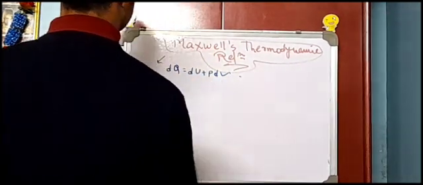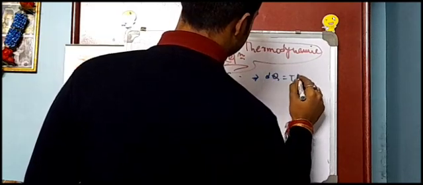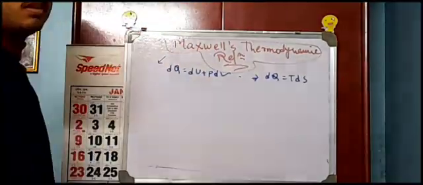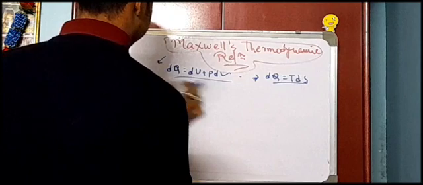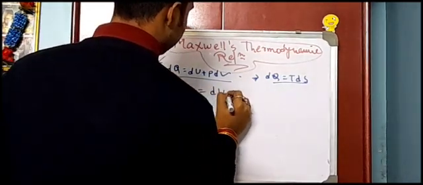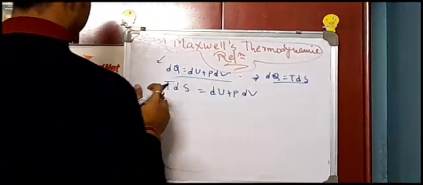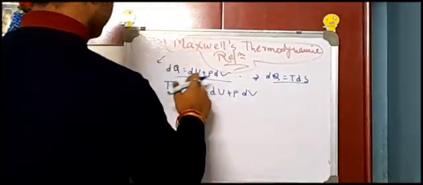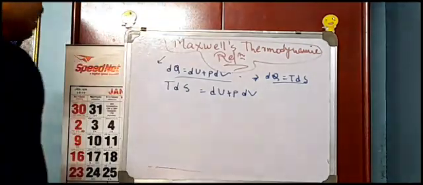How can we derive? From the first law we get dq equals du plus pdv for a hydrostatic system, and from the second law we get dq equals Tds. All the terms are known to us if we read carefully the first and second law of thermodynamics. So from the combination of the two laws we get Tds equals du plus pdv for a hydrostatic system. T is the absolute temperature, temperature in Kelvin scale. ds is the entropy change, du is the internal energy change, dv is the volume change, and p is the pressure.